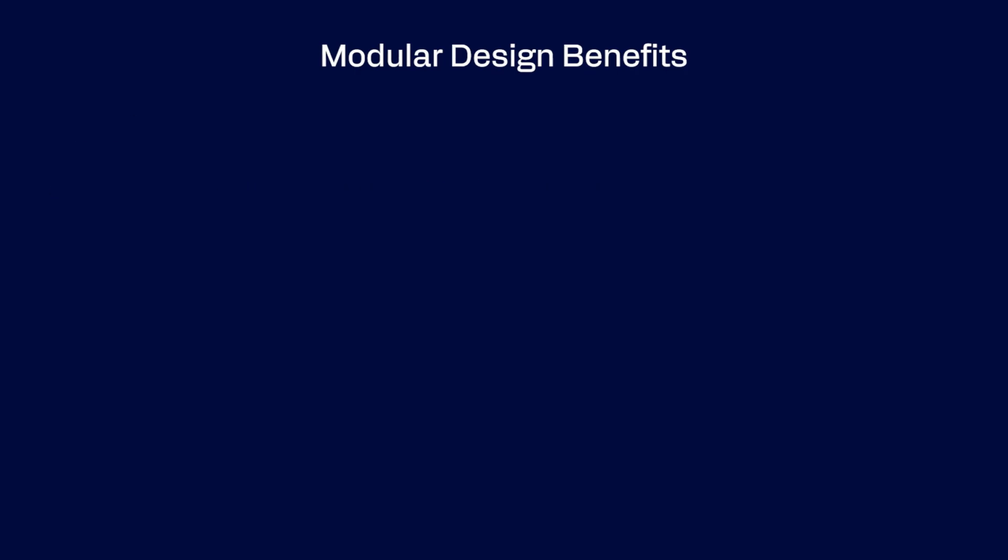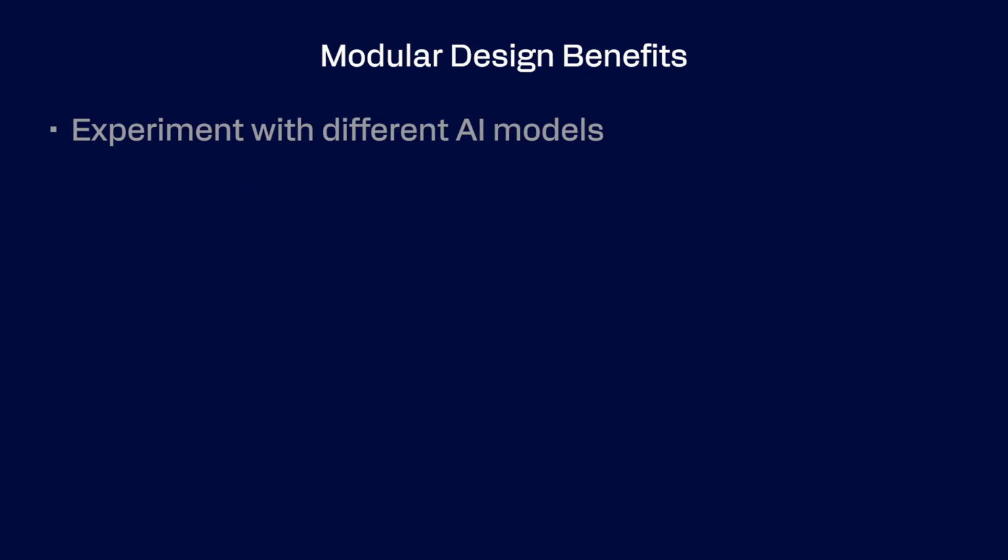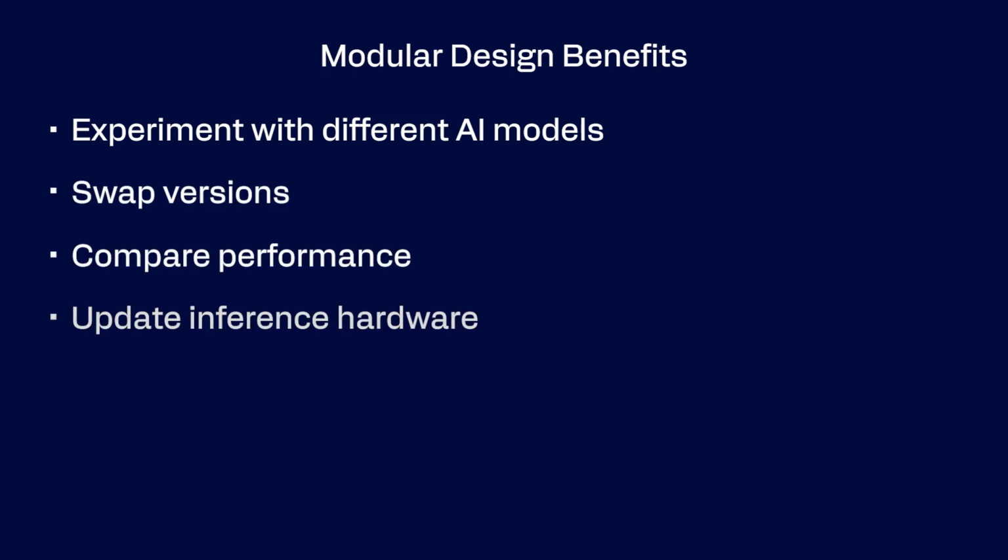Because the service is decoupled from the backend, you can also experiment with different AI models, swap versions, compare performance, or update your inference hardware without changing your application code. In other words, the microservice becomes a durable, flexible piece of your infrastructure. Now that we know more about our specific microservice, let's go ahead and build it step by step.